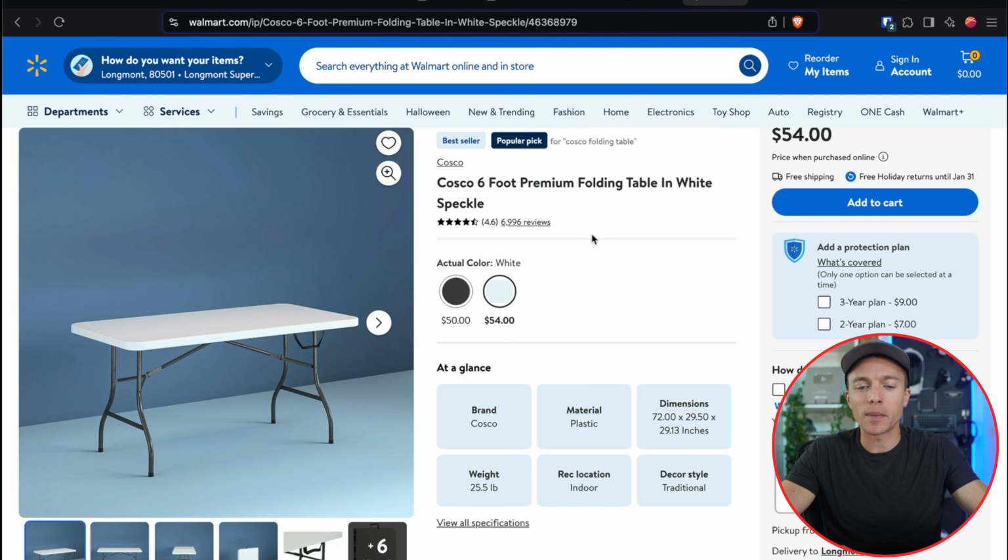Now, like I mentioned before, when you're starting to do this, you're going to be taking the product listing from Walmart, in the example I gave you, and copying and pasting it over to eBay.